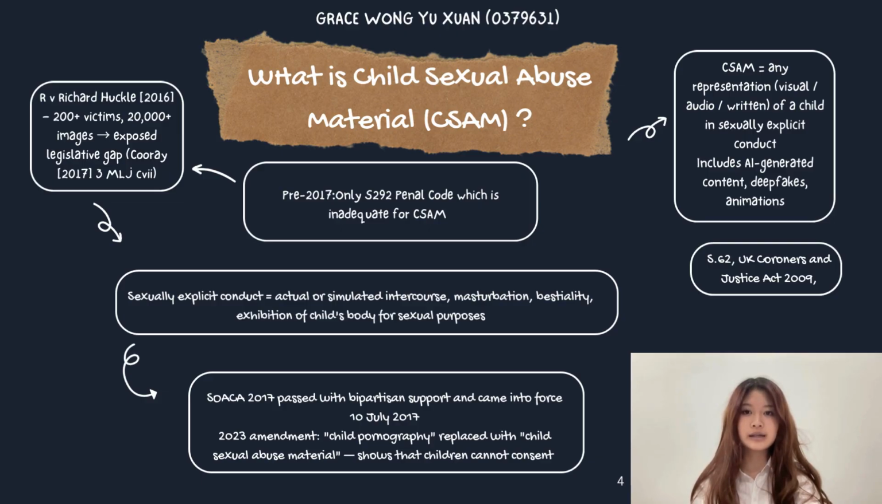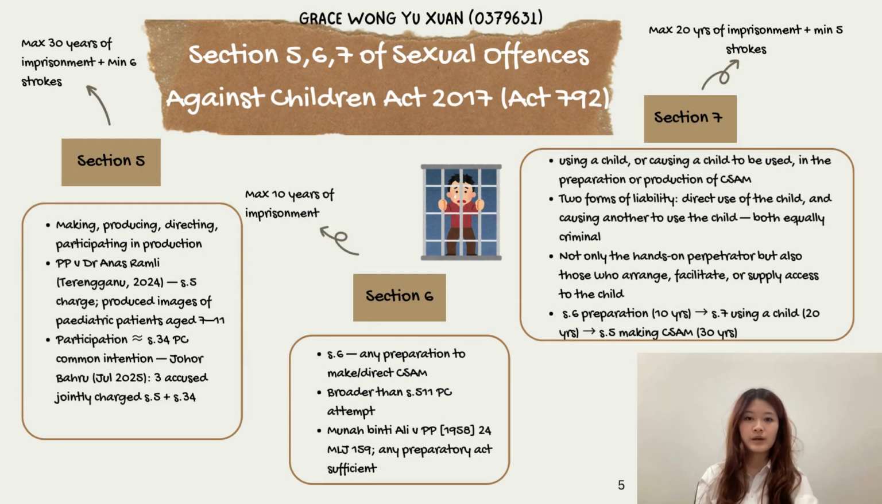Sexually explicit conduct is defined to cover both actual and simulated conduct, including sexual intercourse in any form, masturbation, bestiality, sadistic or masochistic abuse in a sexual context, and the exhibition of a child's body for sexual purposes. The inclusion of simulated conduct is legally significant because it removes any argument that no real sexual act occurred during filming. Section 5 is the offense that criminalizes making, producing, directing, or participating in the production of CSAM, carrying a maximum penalty of 30 years imprisonment and a mandatory minimum of 6 weeks of caning.